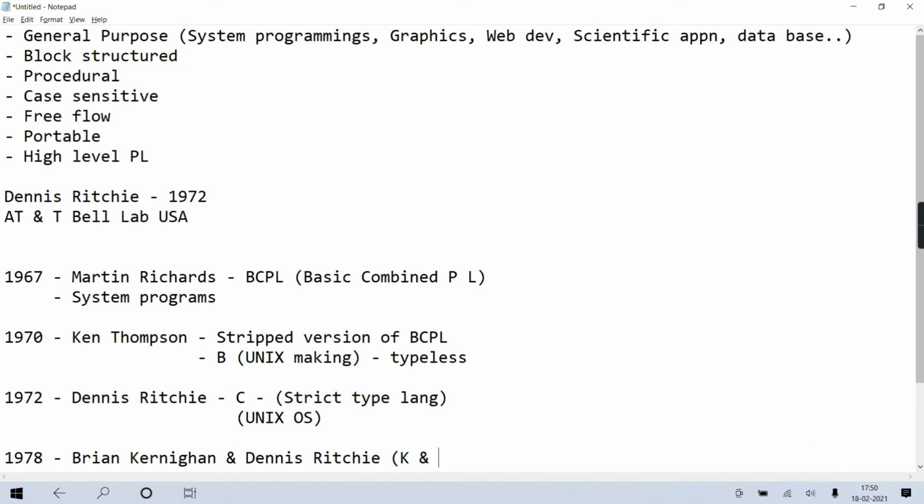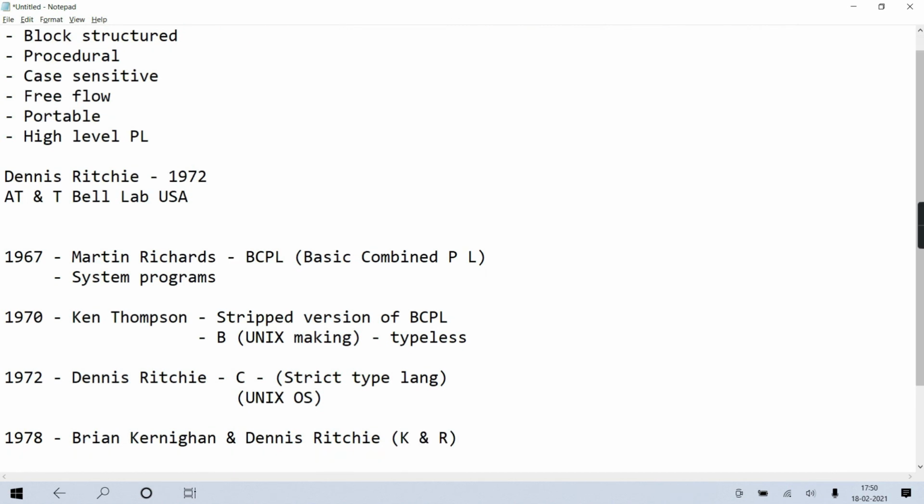They came with their book also. It's a very famous book, Programming in C by K&R. That book is freely available on the internet. If you get a chance, Google and search for it, and if you don't have it, I'll give you that book. That book is written by these two people, Brian Kernighan and Dennis Ritchie.